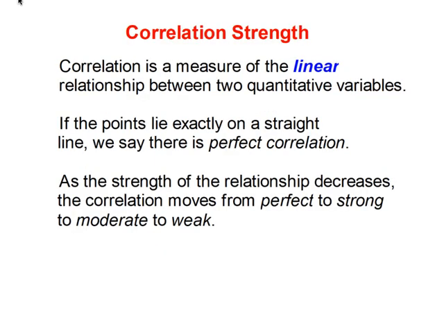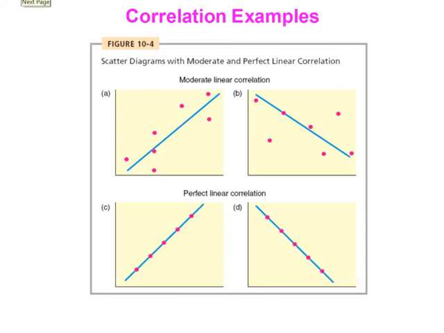Correlation strength. Correlation is the measurement of linear relationship between two quantitative variables. If the points lie on exactly a straight line, it would be considered a perfect correlation. And as they get farther away from that line, it goes from perfect correlation to strong correlation to moderate to weak. So you can kind of eyeball that idea as to how well they're correlated. For example, this has a moderate linear correlation.